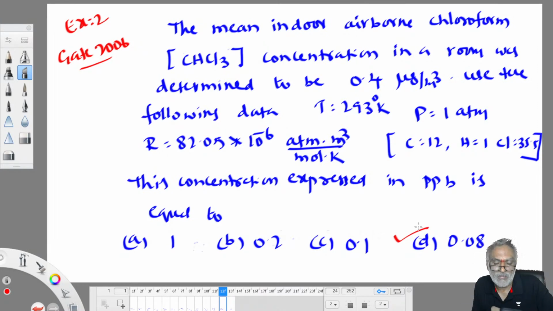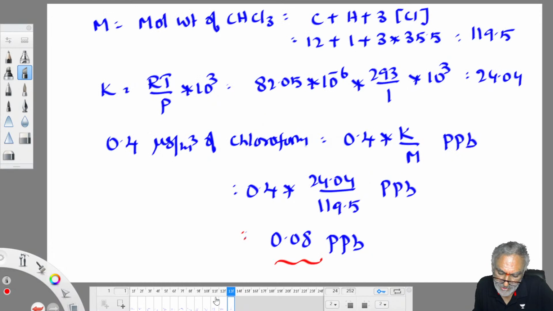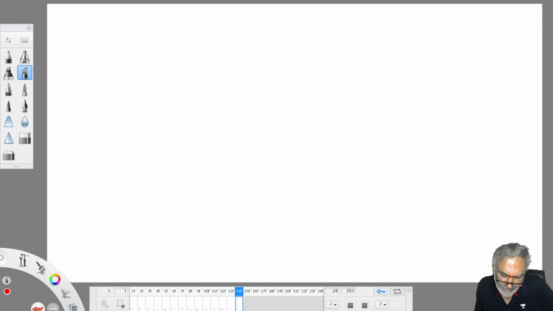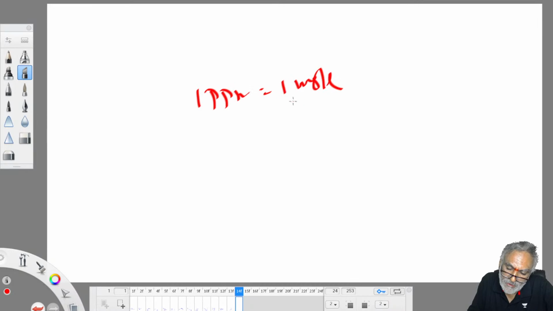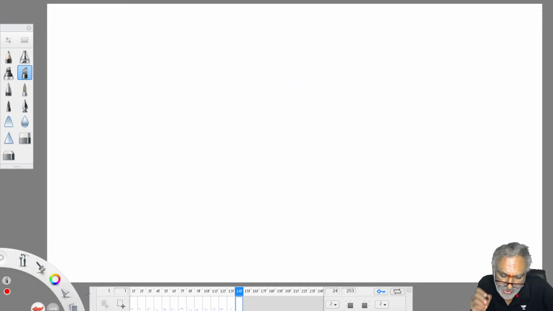This question is very, very popular. They keep on asking this question in GATE exam, especially conversions, because normally what we do, 1 ppm is equal to 1 milligram per liter. So we convert milligram to micrograms, liters to meter cube. Like that you work out. Then we will go wrong. That is not correct. That is true for water, not for air.